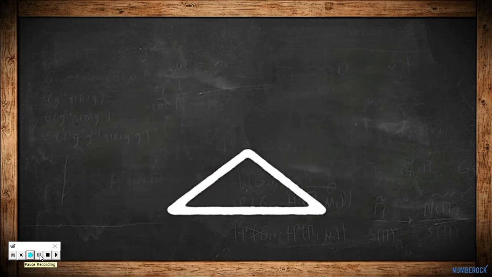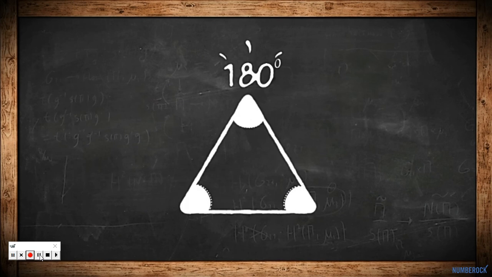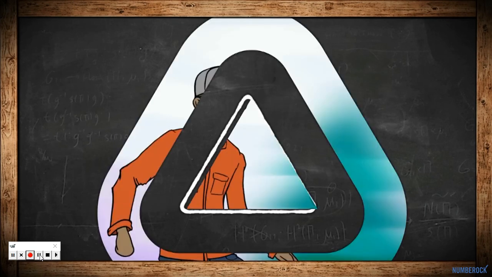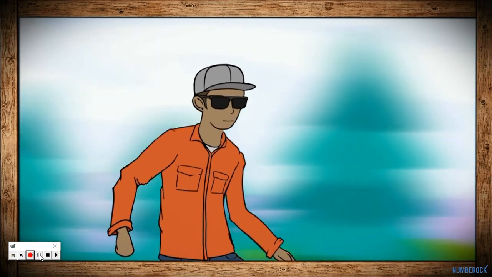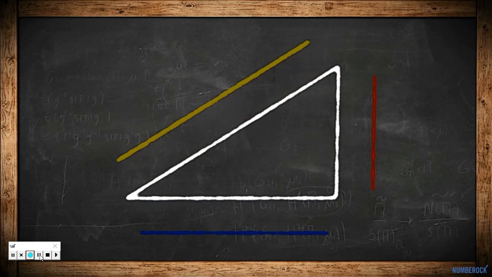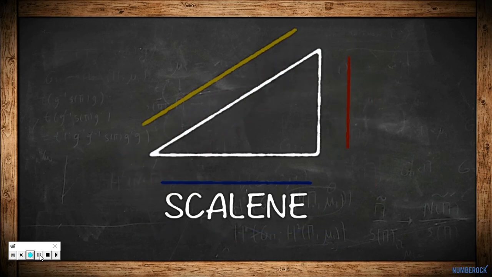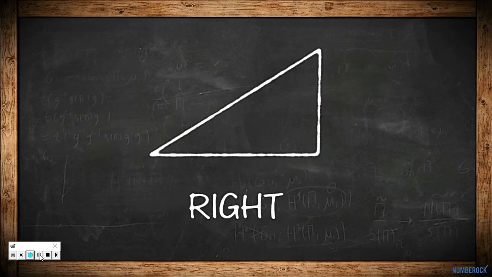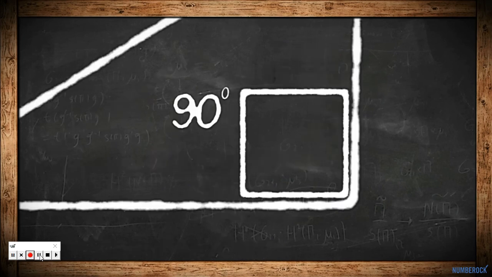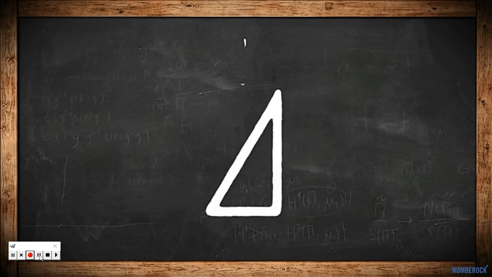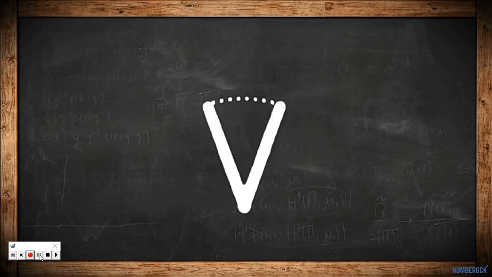If you add up every angle, there are 180 degrees in a triangle. Skateboard ramps are your scene, with 3 different sides, they're called scalene. That triangle would also be called right if a 90-degree angle is inside. If you add up every angle, there are 180 degrees in a triangle.